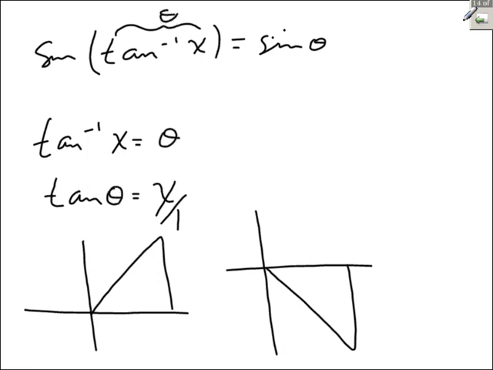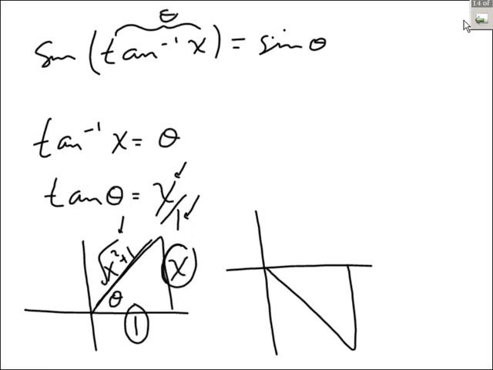Okay, so we know that the tangent of theta is opposite over adjacent. So the hypotenuse must be the square root of x squared plus 1, because when you square this, you'll get x squared plus 1. The hypotenuse is the square root of x squared plus 1.